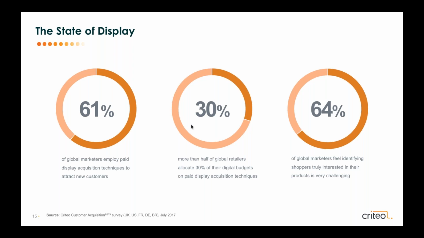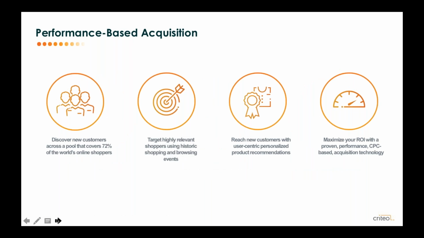And lastly, 2/3 of global marketers feel that identifying shoppers truly interested in their products is challenging. So what that indicates to me, and hopefully to you as well, is spray and pray is a thing of the past. You actually want some sort of intent behavior to make sure that if you're selling shoes, you're really going after a shoe shopper. And if you're selling shoes, you might want to come after me, by the way.